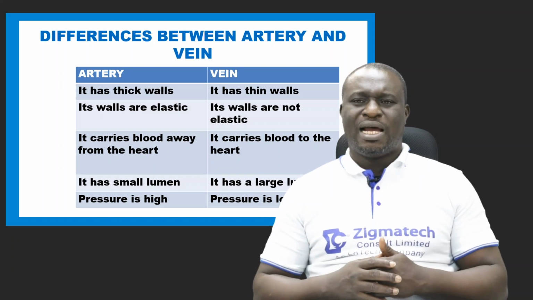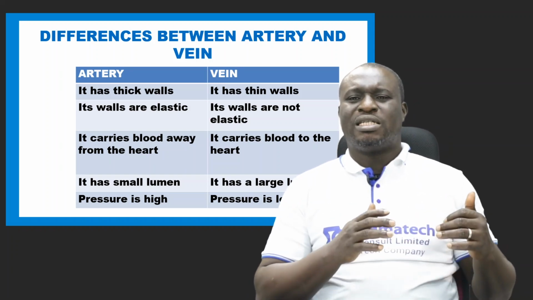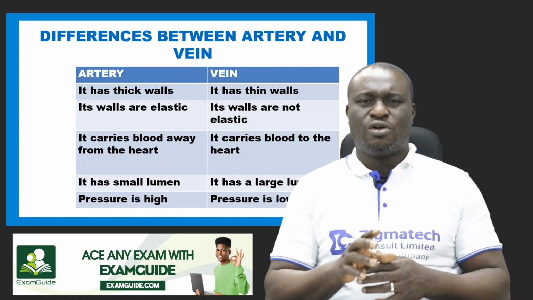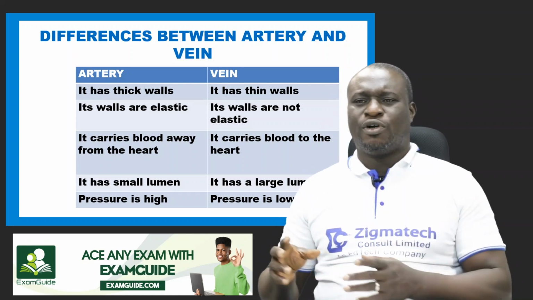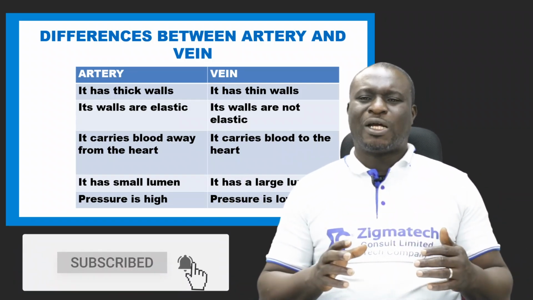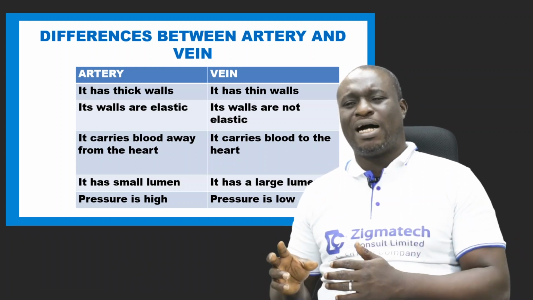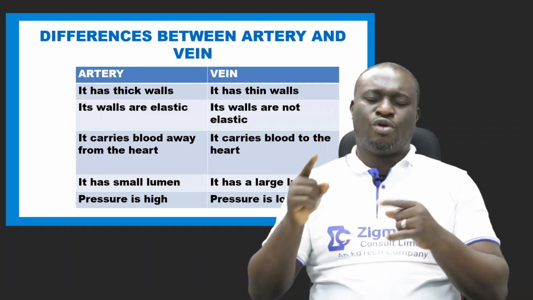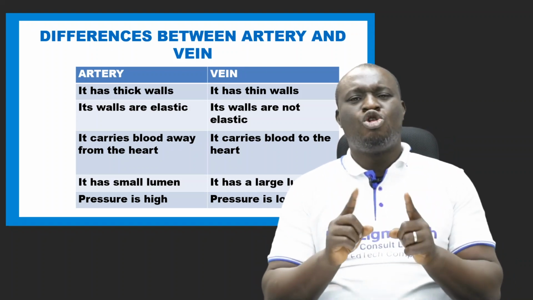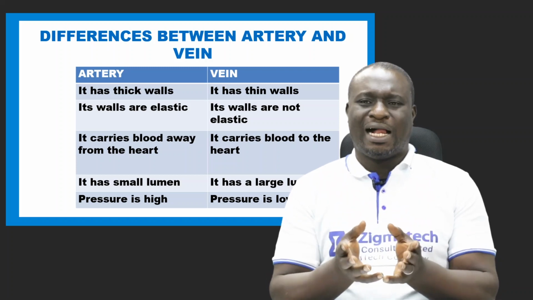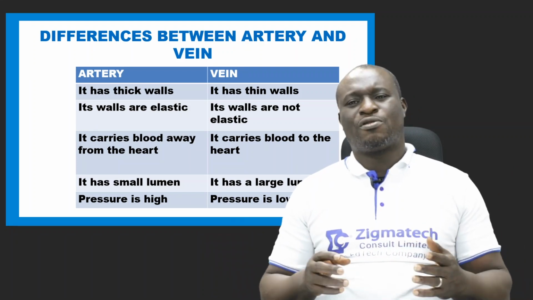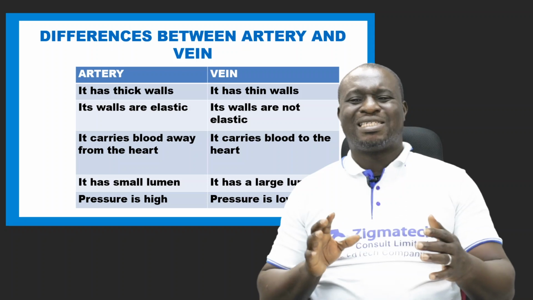Veins have thin walls. And then also number two is that the arteries' walls are elastic. They are elastic due to the pressure of the blood that comes. So they are elastic, but in terms of the vein, they are not what? Elastic. And number three, the arteries actually carry blood away from the heart, while the veins carry blood into or to the heart. Another thing you'll notice in the artery is that it has a small lumen, small opening, small canal, okay, compared to that of the vein that has a large canal. And then also number five or so, we said that in the artery, there is high blood pressure.